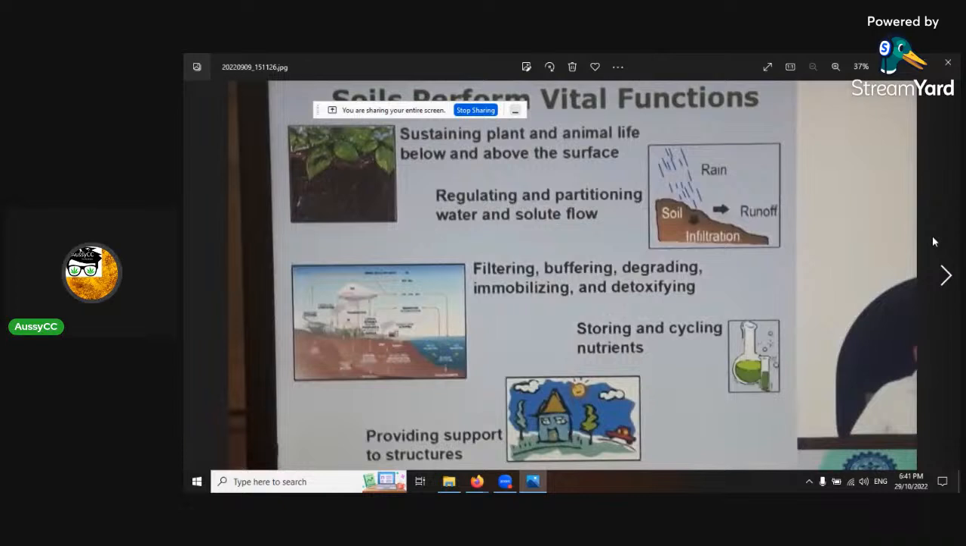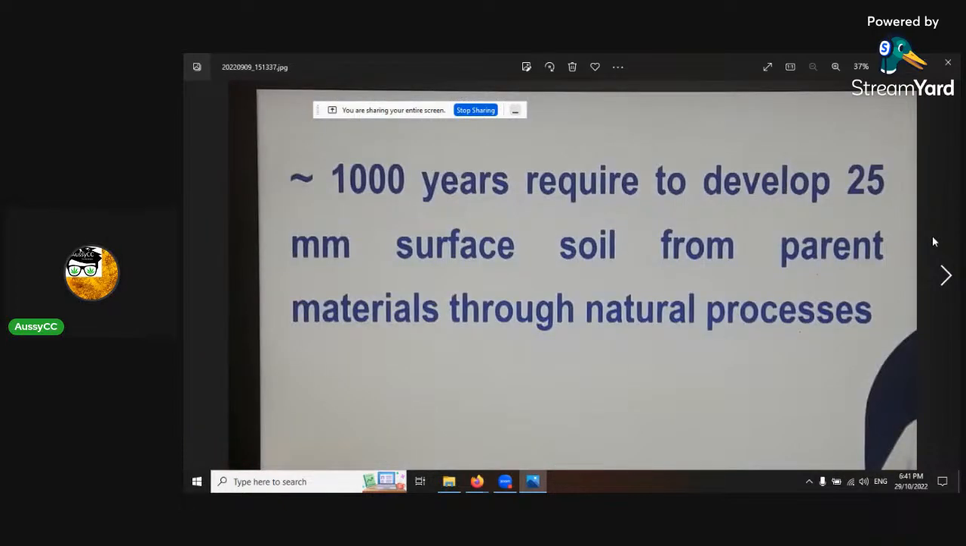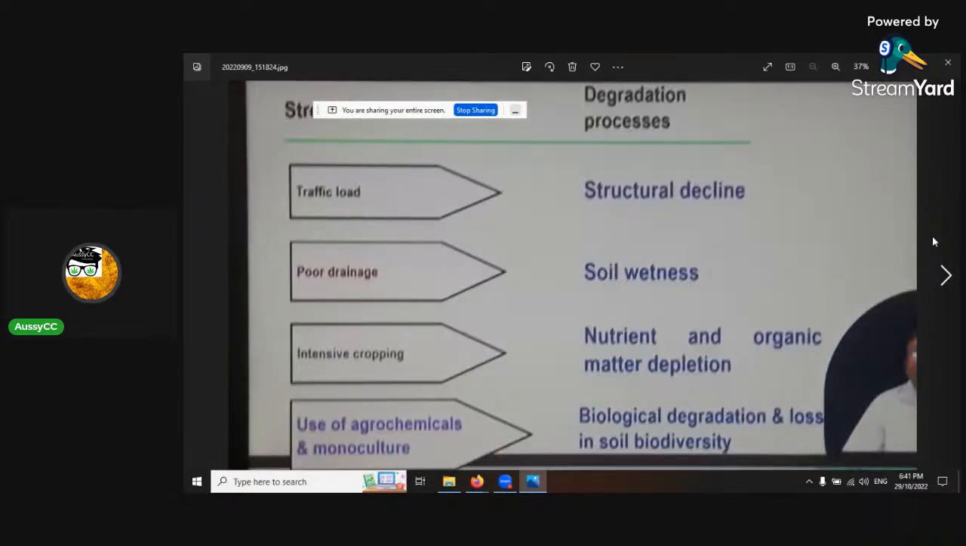Indicator plants, yeah. 1,000 years is required to develop 25 millimeters of soil surface from parent materials through natural processes. Isn't that amazing? 1 inch of soil takes 1,000 years to develop naturally. So appreciate your soil.